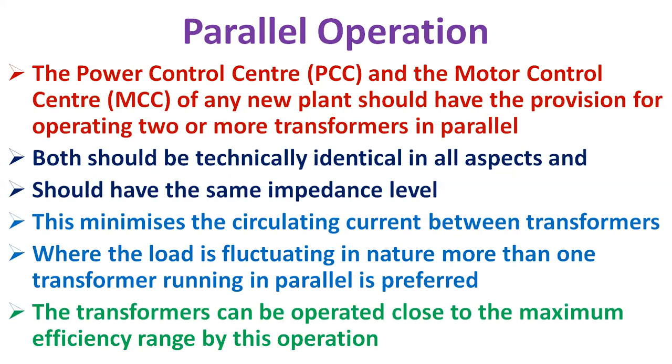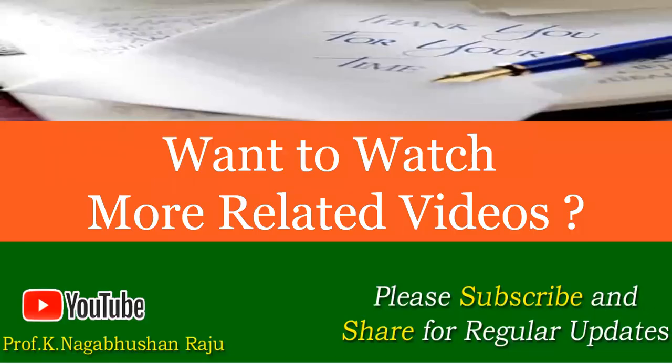Where the load is fluctuating in nature, it is preferable to have more than one transformer running in parallel so that the load can be optimized by sharing it between transformers. The transformers can be operated close to the maximum efficiency range by this operation. So that's all about the transformers.